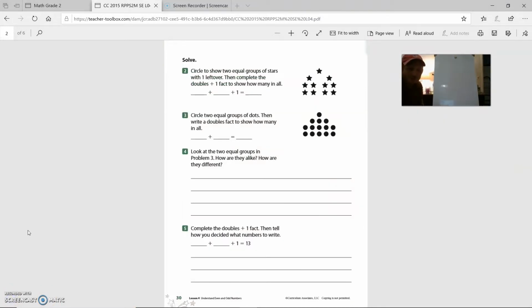Okay, by now you should be on the next page. It is page 30, and we're looking at question number 2. Circle to show two equal groups of stars with one left over. Then complete the doubles plus 1 fact to show how many in all. So we have our group of pictures here. They drew stars, and they have their equation. So let's draw it out again.